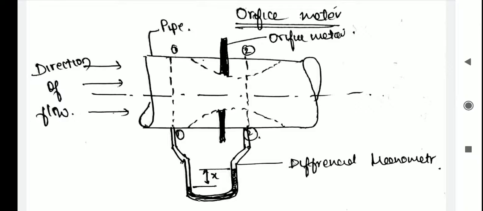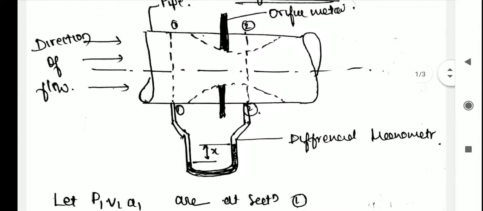It works on the same principle as a venturi meter, and it consists of a flat circular plate which has a circular sharp-edged hole. It is called an orifice, which is concentric with the pipe. The orifice diameter is generally kept at 0.5 times the diameter of the pipe.